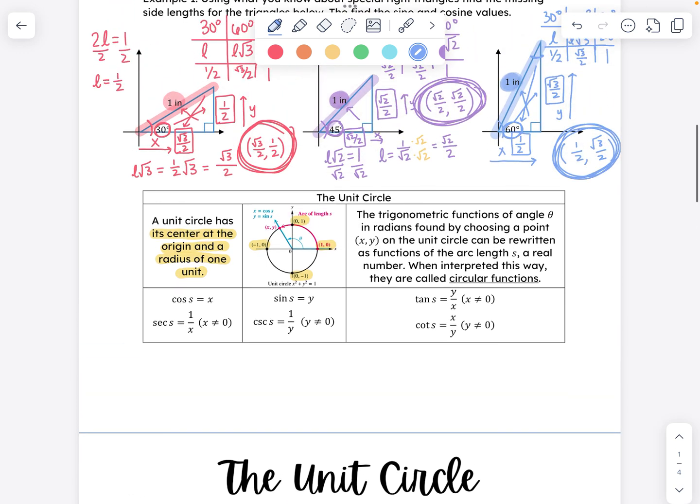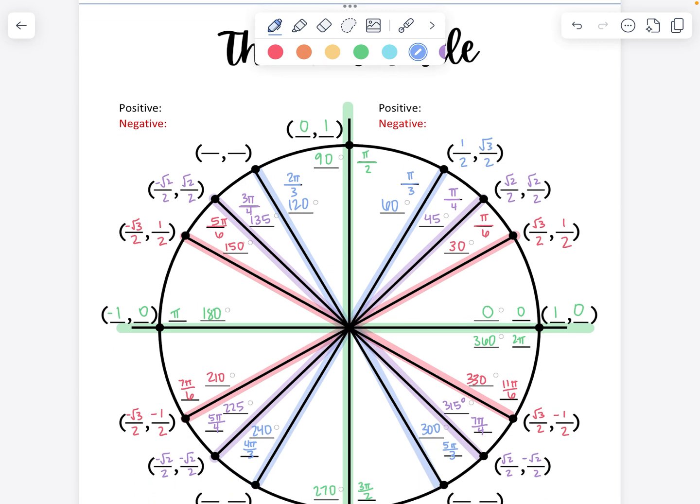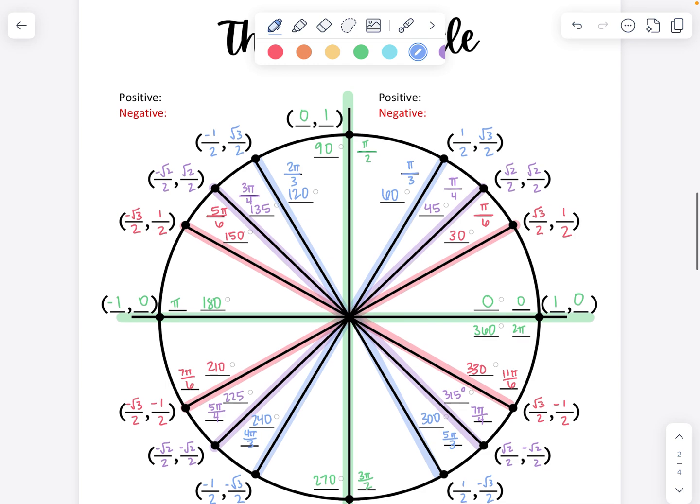So we already found that it's going to be 1/2 and then the square root of 3 over 2. When I go to quadrant 2, remember our x value is negative. So I'm going to have a negative 1/2 and a positive square root of 3 over 2. Down in quadrant 3, they're both negative. So negative 1/2 and negative square root of 3 over 2. And in quadrant 4, our y value is negative. So the 1/2 is positive, but the square root of 3 over 2 is now negative. And we've filled in our unit circle.